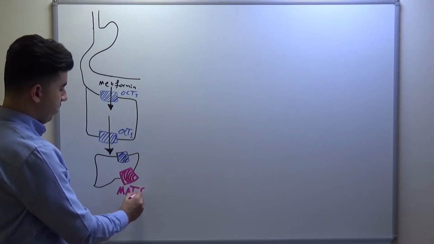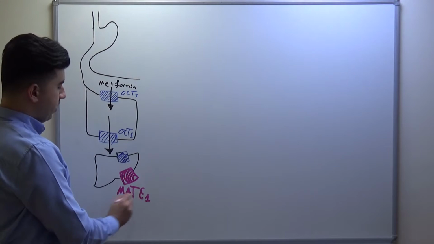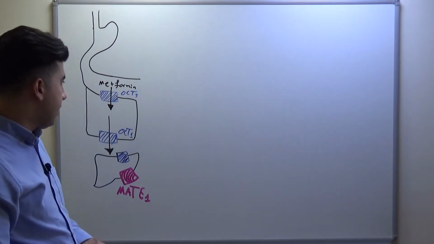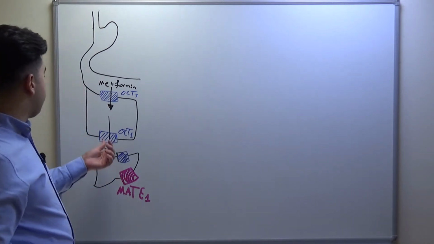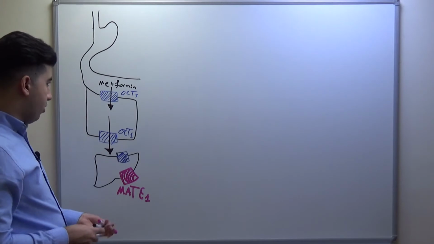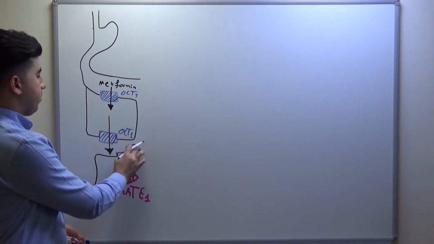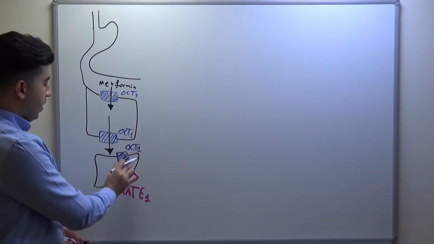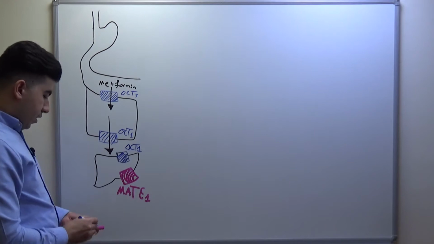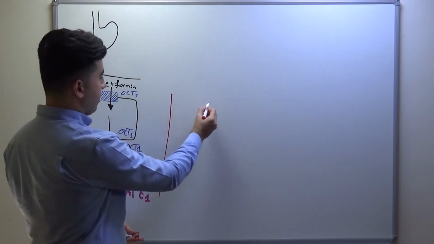MATE stands for multi-drug and toxin extrusion type 1. So the metformin is absorbed from the intestine by a carrier protein called OCT3 by facilitated diffusion, and then passes through OCT1 into the interstitial fluid, then the portal vein, and goes to the liver through OCT1 again, and possibly OCT3, but most importantly OCT1, and then leaves the hepatocyte through MATE1, the multi-drug and toxin extrusion 1. Then the drug goes to the circulation.